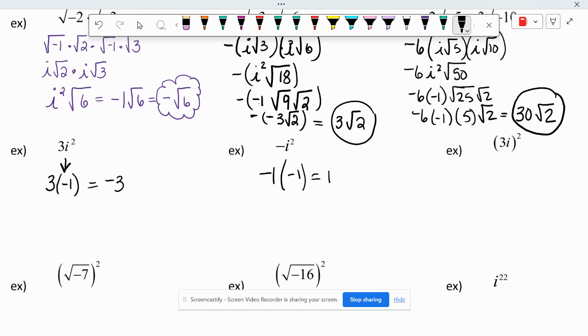This is different because both things are being squared. 3i, the quantity squared, means 3i times 3i. So we multiply the two numbers. 3 times 3 is, and i times i is. But what is i squared? So that's the same thing as saying 9 times -1, which equals -9. What do you guys think about this?